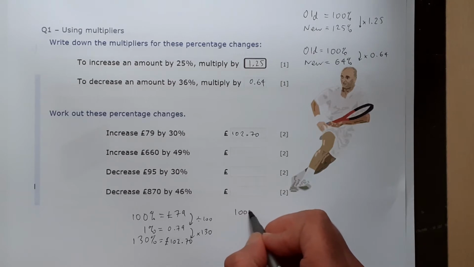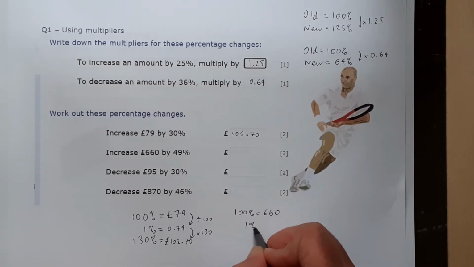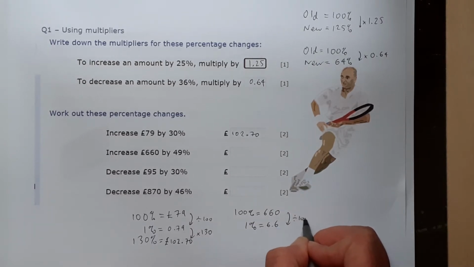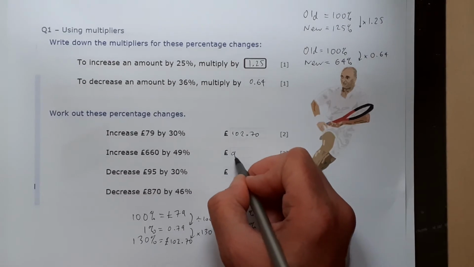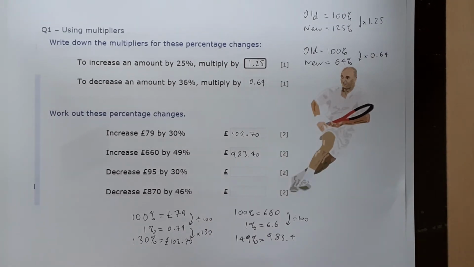Okay, I'm going to increase this amount by 49%. Well, 100% is 660. 1% is 6.6. Divide by 100. I'm going to increase it by 49%, so 149%. Quickly work that out on my calculator as well. 983.4, and because it's context of money, 0.40 for pence.